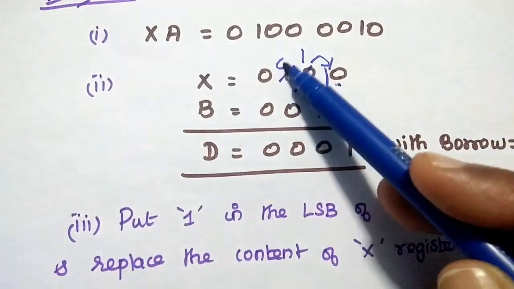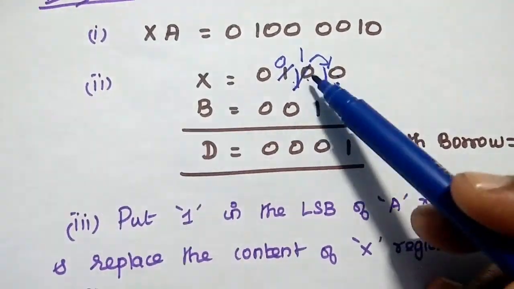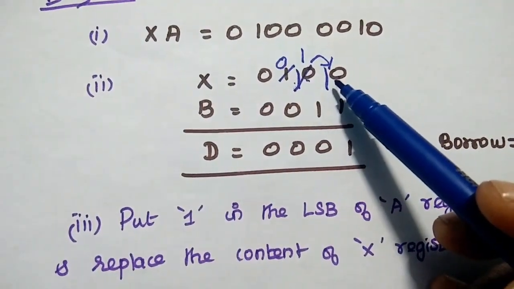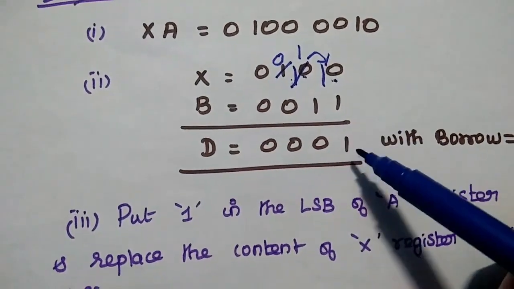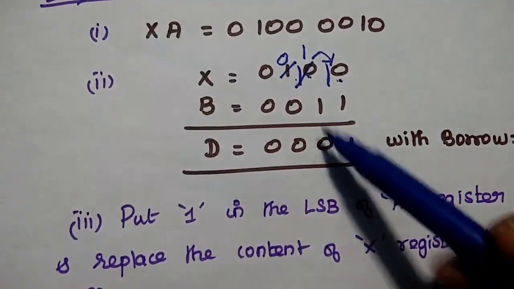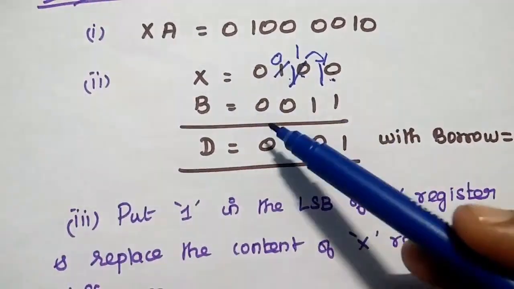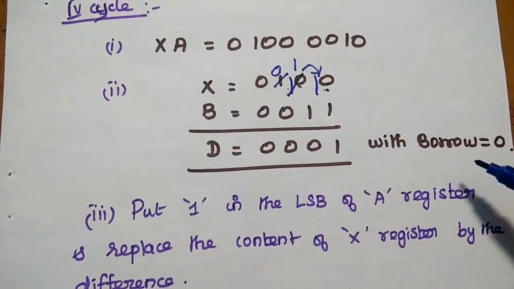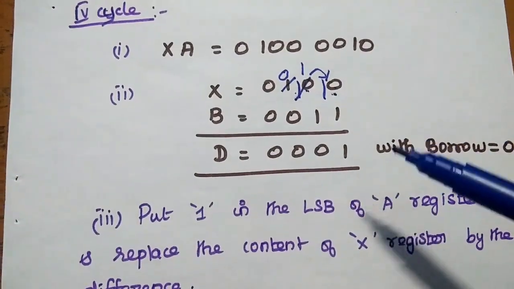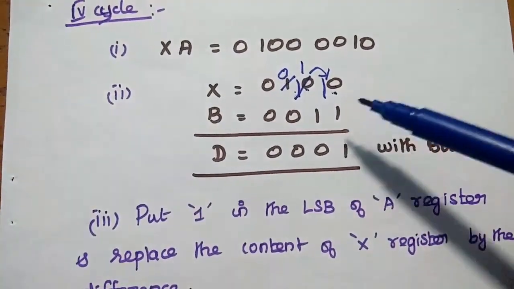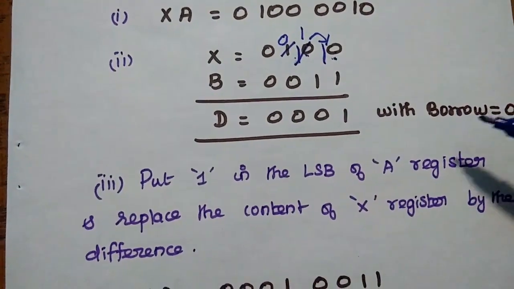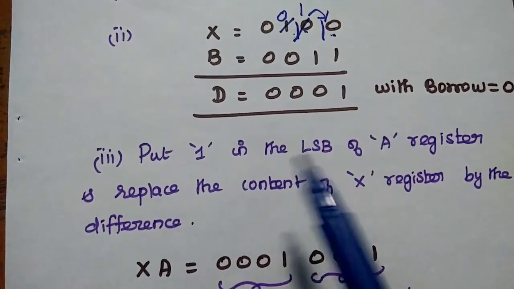So this 1 becomes 0. This value becomes 10. From this 10 we have borrowed one more value here. So 10 minus 1 is 1. Okay. So here 1 minus 1 is 0. 0 minus 0, 0. 0 minus 0, 0. So now the borrow is 0. Correct. Borrow is 0 means proper subtraction. So it is a proper, successful subtraction. So borrow is equal to 0. If borrow is equal to 0, put 1 in the LSB.